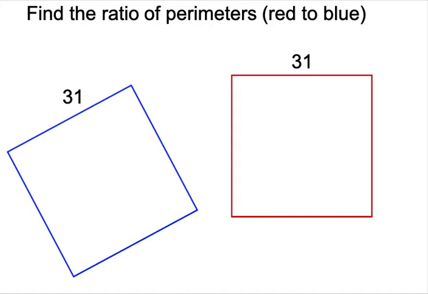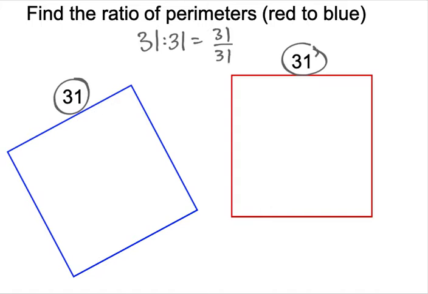What's the ratio of perimeters, red to blue? Well, the ratio of sides, red to blue, is 31 to 31, or 31 out of 31. That reduces to 1. So the ratio of perimeters here is 1. That just means they're the same. These actually are congruent.